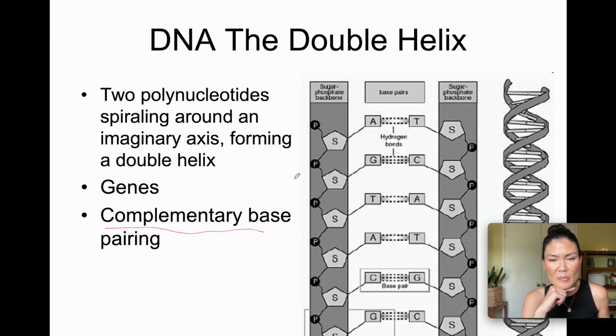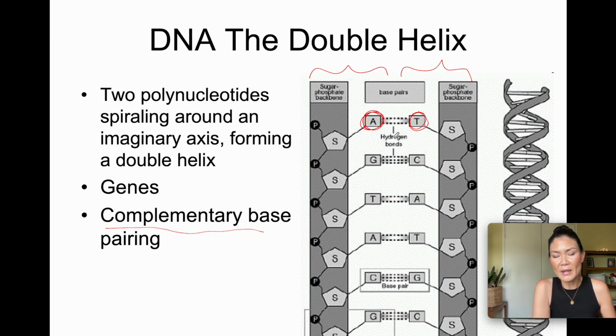What do we mean by complementary base pairing? This is one strand right here, and here's the other strand of DNA. Adenine, that nitrogenous base, pairs up with thymine on the other strand, and they form two hydrogen bonds. Between guanine and cytosine, there are three hydrogen bonds. So for every T and every A, they come together. For every G and every C, they come together. That's what we mean by complementary base pairing.